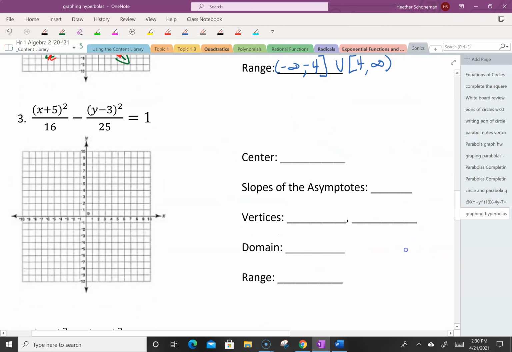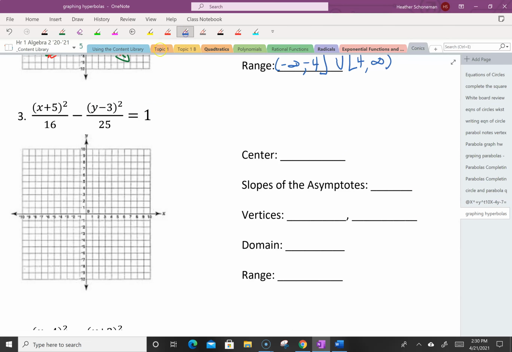All right, let's look at number 3. On number 3, the center is the opposite of what's in the parentheses, and this time we have numbers, so it's going to be -5, +3. So let's start at the point -5, +3.